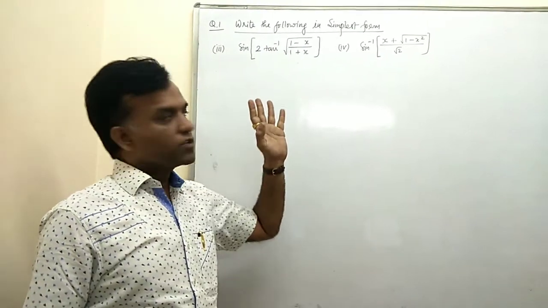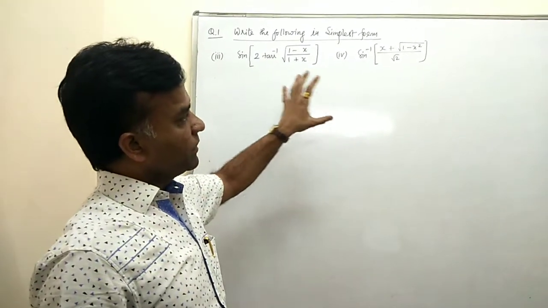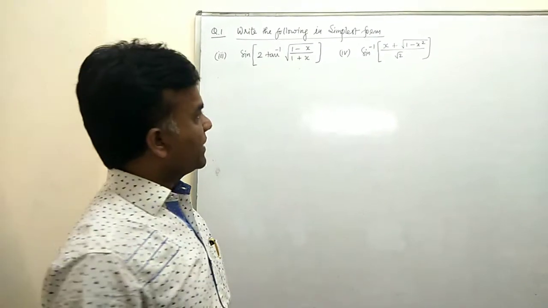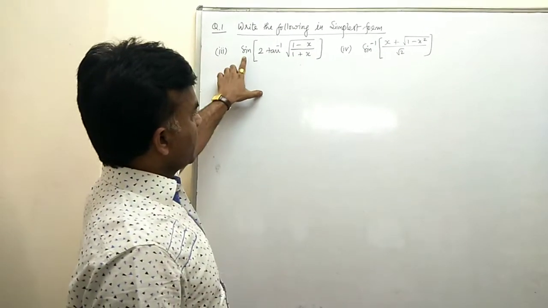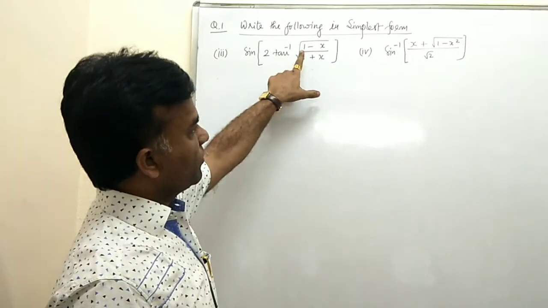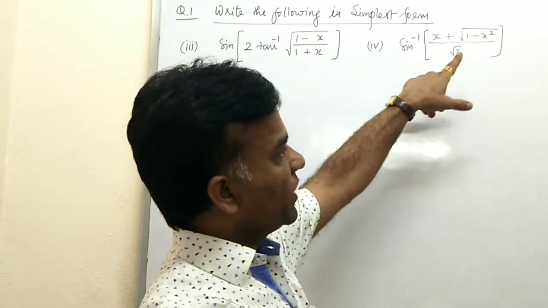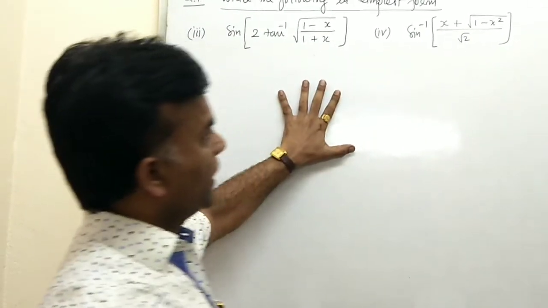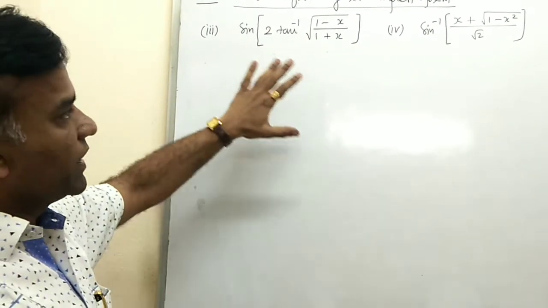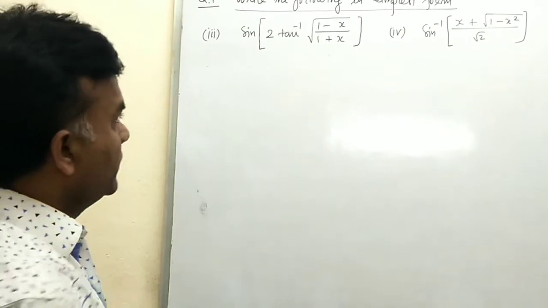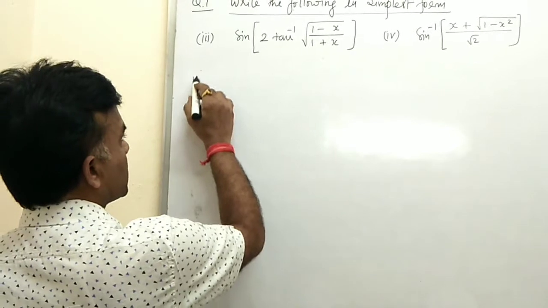Okay, now two more questions. They are related to the same topic, but with different trigonometrical identities. Now here we have sine 2 tan inverse under root of 1 minus x upon 1 plus x. Fourth is x plus under root 1 minus x square upon root 2. And again you do the same here, you convert into the simplest form. So now here we start the third question.